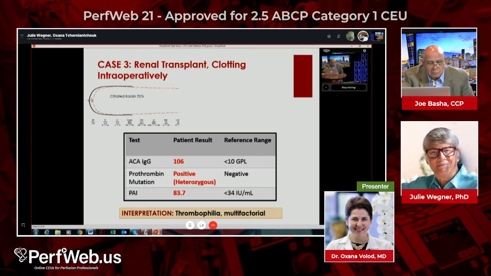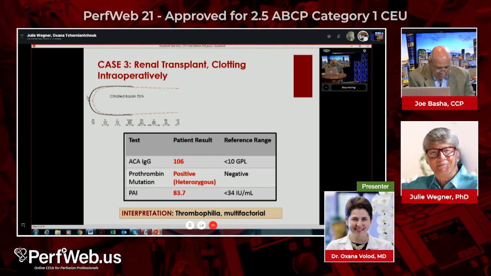In addition, not only was her clot formed, there was also elevated plasminogen activator inhibitor. Plasminogen activator inhibitor basically affects fibrinolysis, so a high level of plasminogen activator inhibitor would inhibit fibrinolysis. So this particular patient was clotting intraoperatively due to multifactorial thrombophilia.